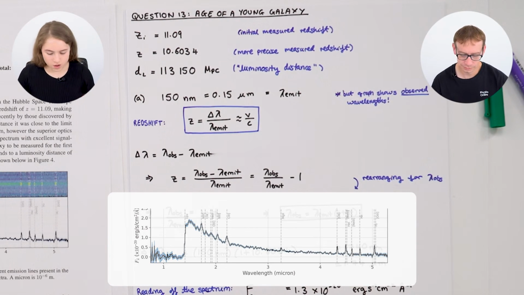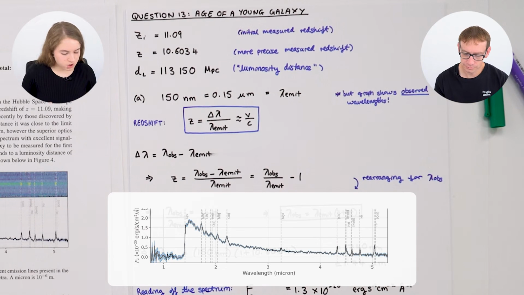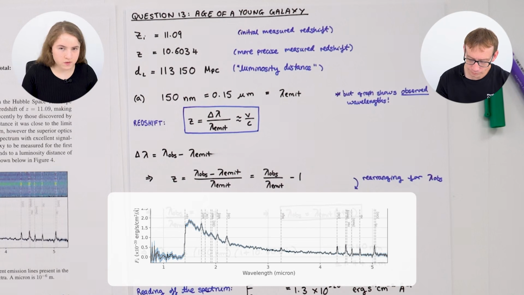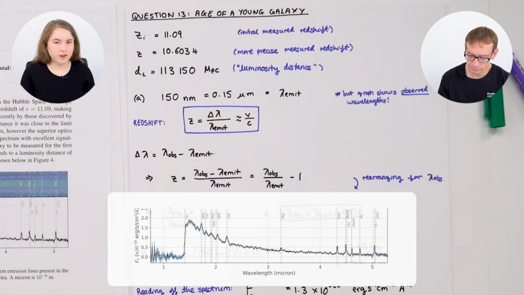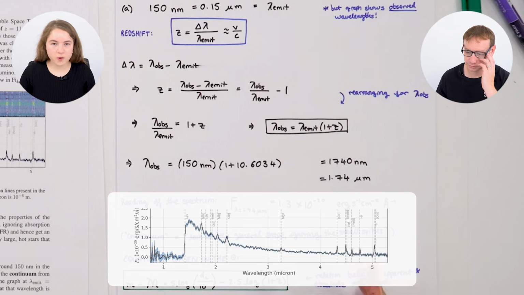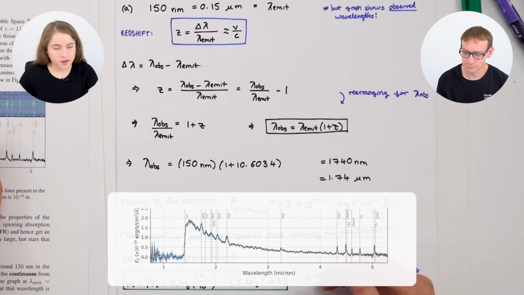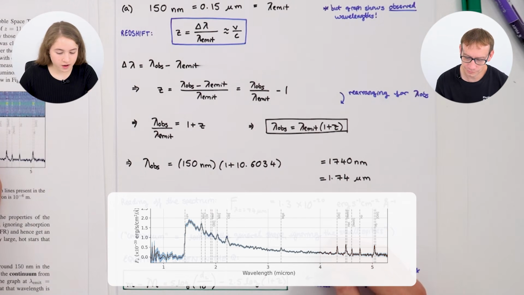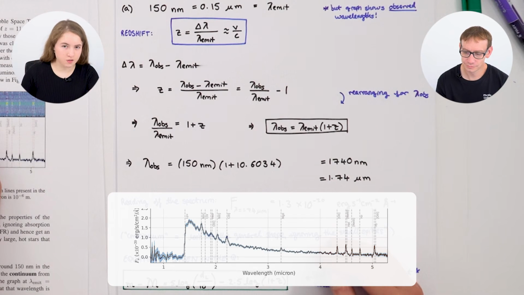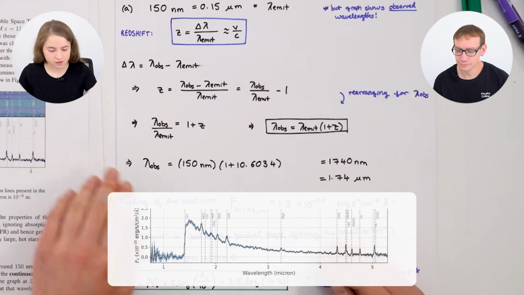In this question, right now, what we want to immediately do is convert this emitted wavelength of 150 nanometers to what wavelength would be observed. We know the emitted wavelength. We want to find the observed wavelength. We've been given the redshift of the galaxy. We've actually been given 2 redshifts of the galaxy, but the second one is more precise, so we're going to use that one in our calculations.